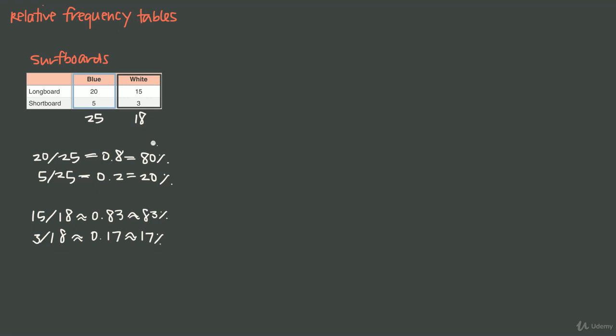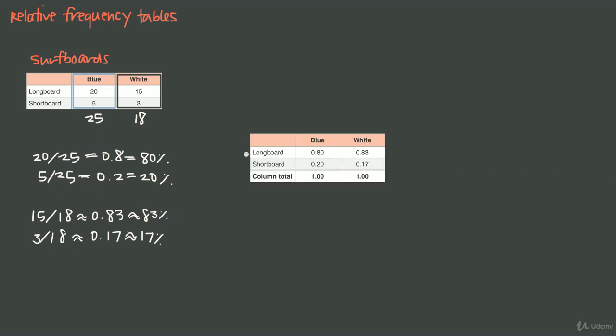What we want to do then is represent these new calculations in a relative frequency table. So here's what that would look like. We would build a new table. Notice it's the same as the original table with longboard, shortboard, and blue and white, except that we replace the count of each category with now a decimal number. So notice here we have the 0.8 and the 0.2, which come from our 0.8 and 0.2 here, and then we have 0.83 and 0.17, which come from our 0.83 and 0.17. So we entered our new calculations into the table.